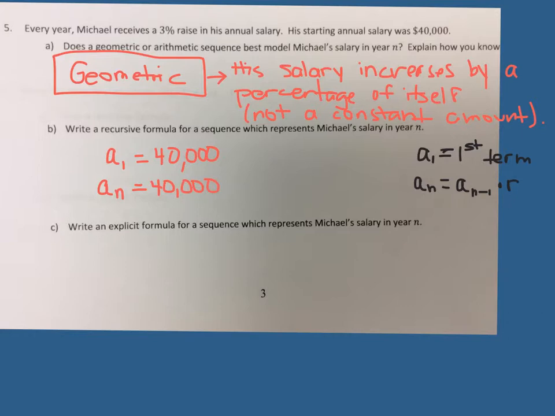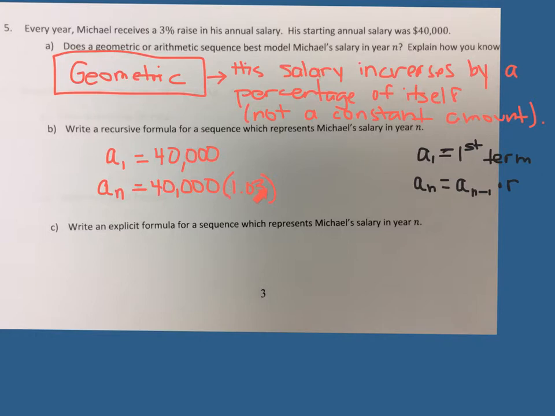And we want to multiply that by the rate at which his salary is increasing. Now, keep in mind, he's receiving a 3% raise. So that means his salary is keeping its full percent plus 3% on top of that. So we're going to multiply this not by 0.03, but by 1.03. Because it's kind of like 1 plus the rate, right?